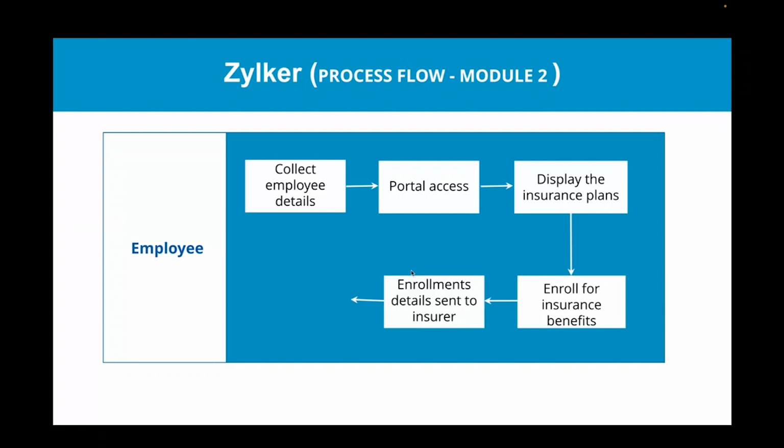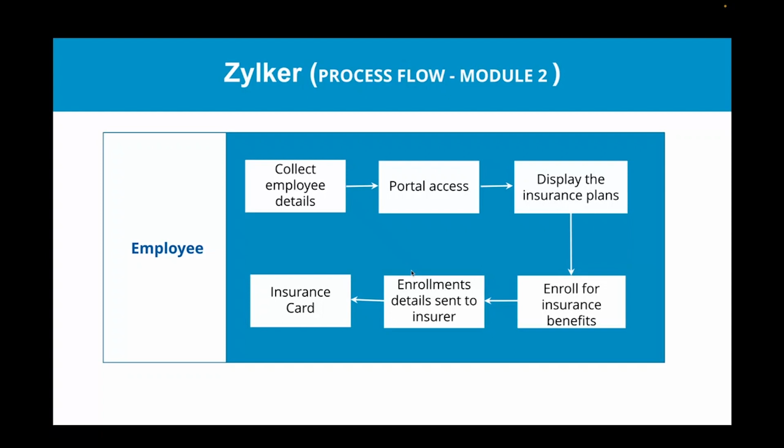So after he enrolls himself, the enrollment details will get approved by the HR, and it will be sent to the insurance provider's portal. So now all the enrolled insurance provider's information will be available in the insurance provider's portal, and an insurance card will be available in the employee's portal with which the employee can make use of this insurance benefit.